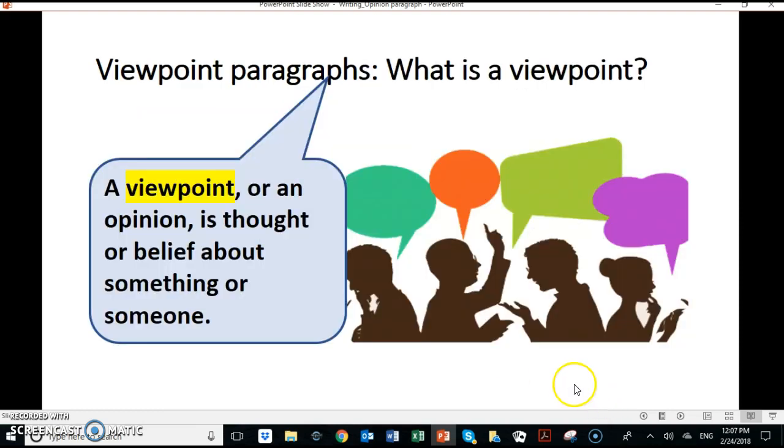So now let's talk about viewpoint or opinion paragraphs. First of all, what is a viewpoint? A viewpoint is an opinion. It's something you think or believe about someone or something or an idea. We all have our own opinions and viewpoints, and we express them. And we're going to see how we can express them in writing in a paragraph.